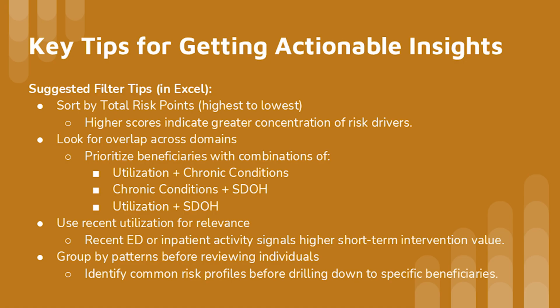Now let's focus on how to turn this data into action. First, sort by total risk points from highest to low. Higher scores indicate a greater concentration of risk drivers across the multiple domains. Next, look for overlap across the domains. Prioritize beneficiaries with combinations such as utilization plus chronic conditions plus social risk, or utilization plus social risk.